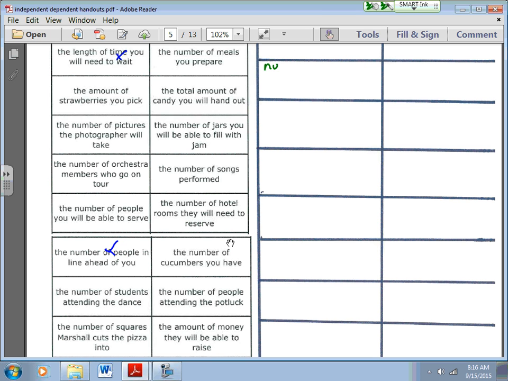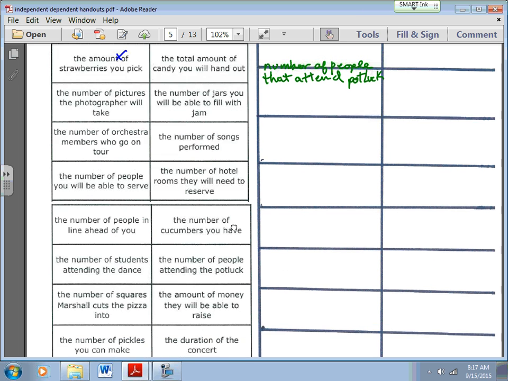Number of people that attend. I don't know if that's right, because isn't a potluck something where you only bring one meal for everyone? That is correct. I believe a potluck is when you bring something, yeah? The number of people that attend the potluck. Which one would match? Let's try to match the number of people that attend the potluck. Which one do you think matches that? The amount of money you'll be able to raise? Okay, the amount of money you'll be able to raise.